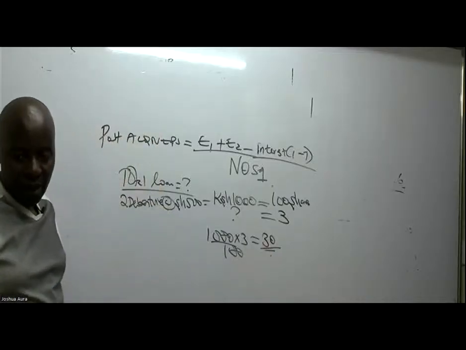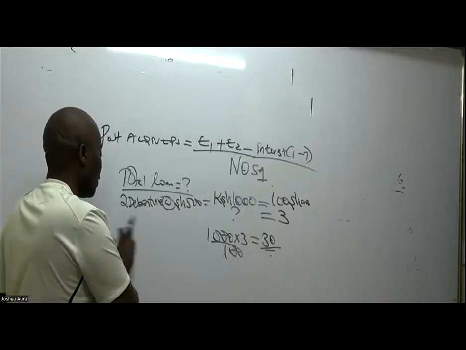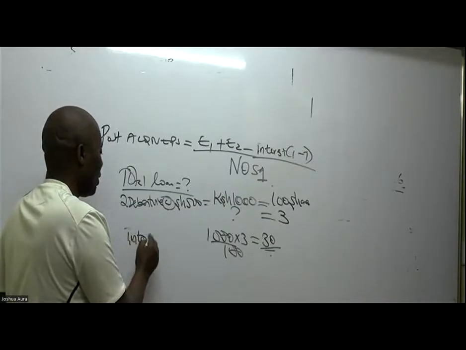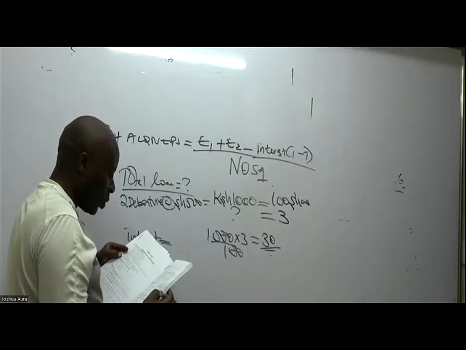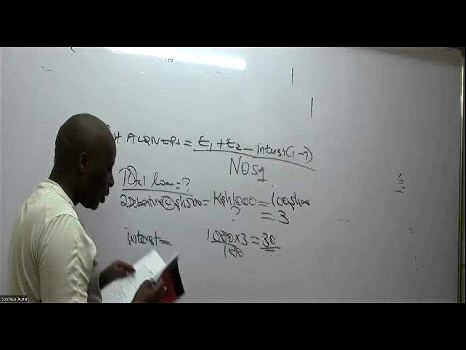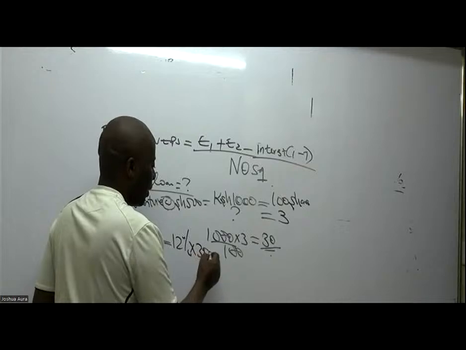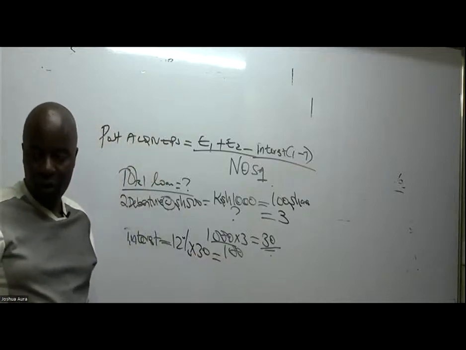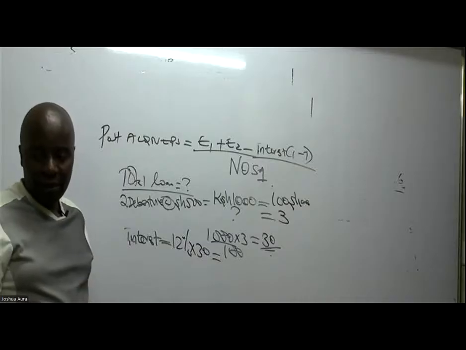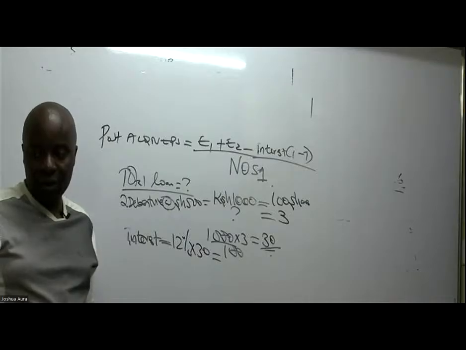Once I have the total debt, I need to calculate the interest payable. Fortunately, they have given us the coupon rate of 12%. So we have 12% of 30. What is 12% of 30? Please give me the answer.